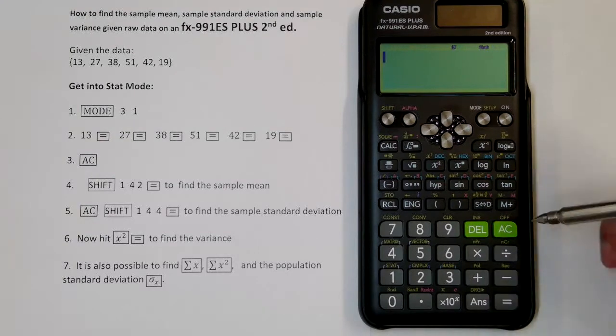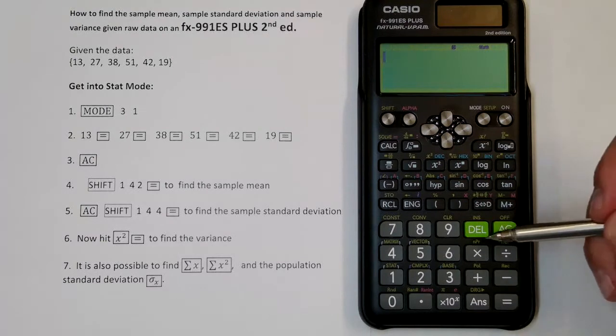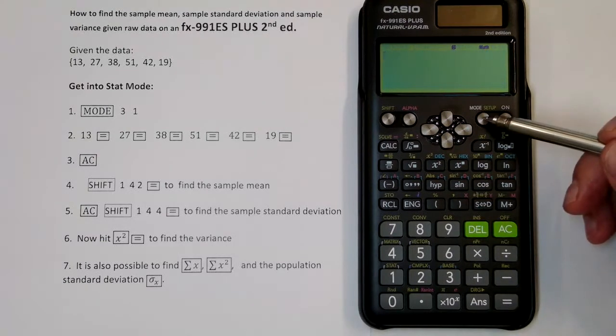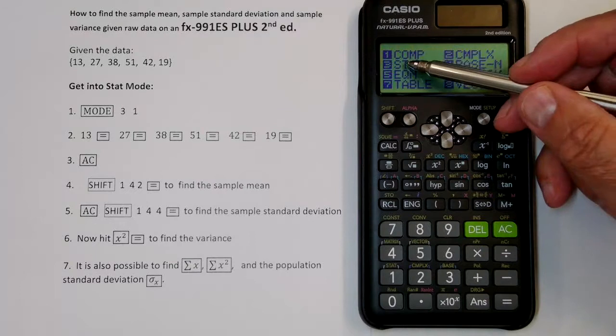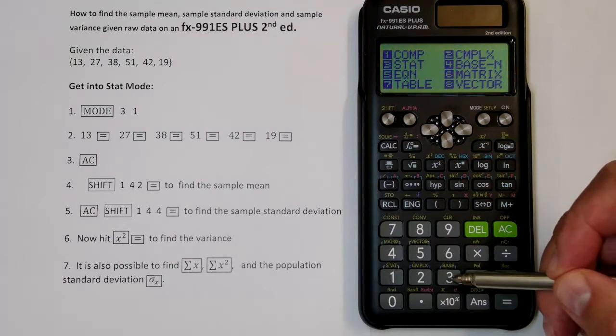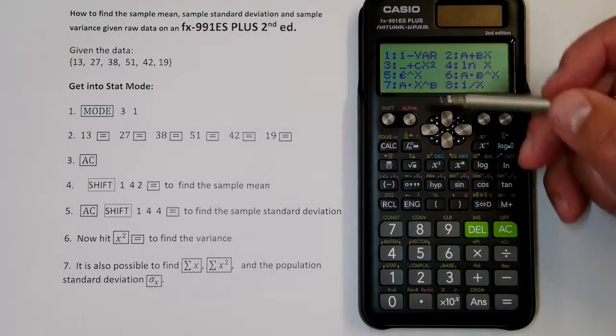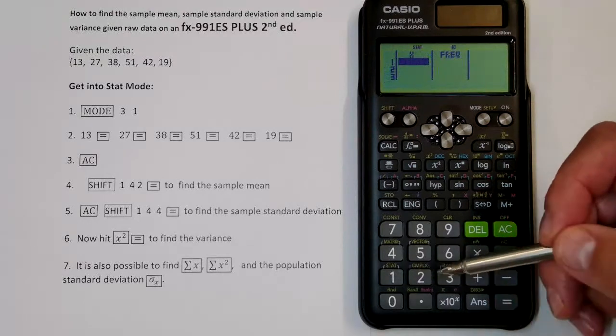So first thing we do is we want to go ahead and get into the right mode. To do that, we have to hit the mode button. And then if you notice number 3 says stats, hit 3. And then it's one variable statistics, so hit the number 1.